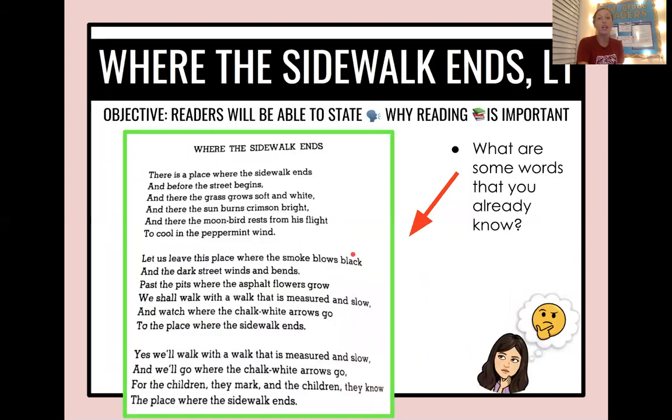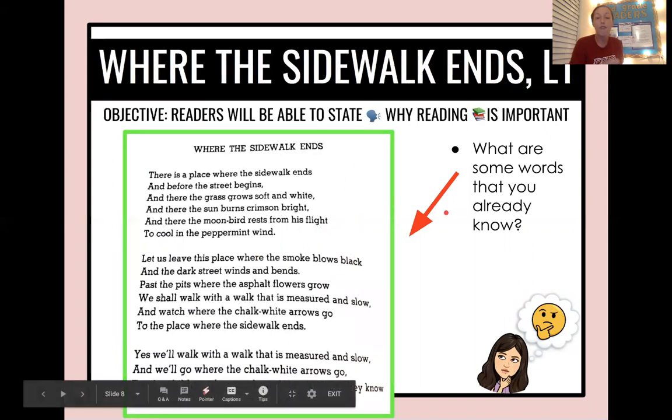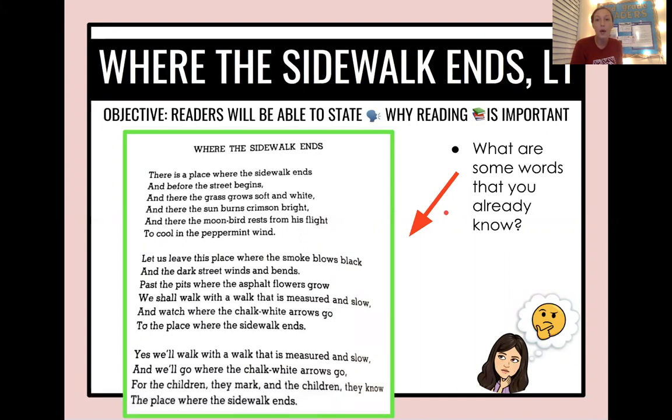Alrighty, before we dive into this poem, you see the poem right there in the box in green, and I also have it posted behind me on my bulletin board. I know it's hard to see back here, so you can look at the green box. Before we start reading together, I want you to think, what are some words that we already know?